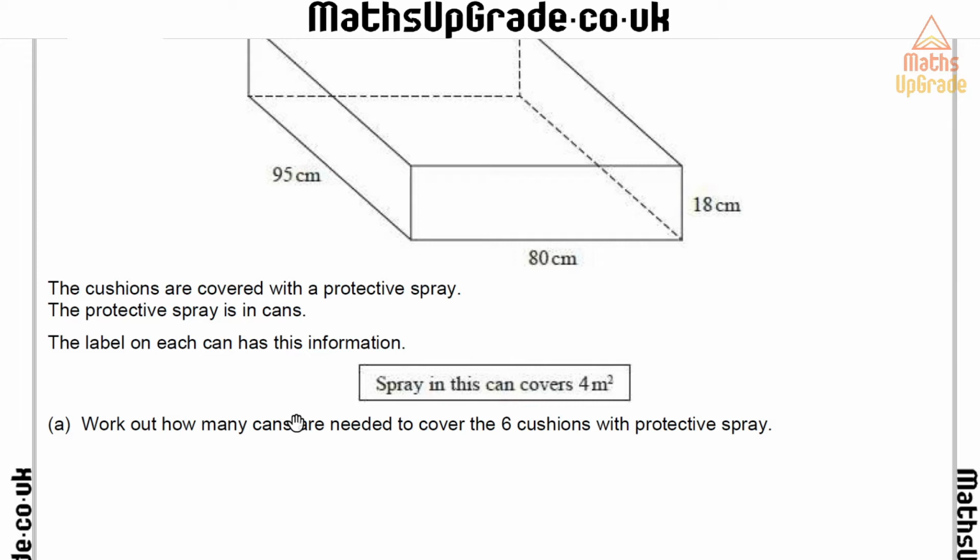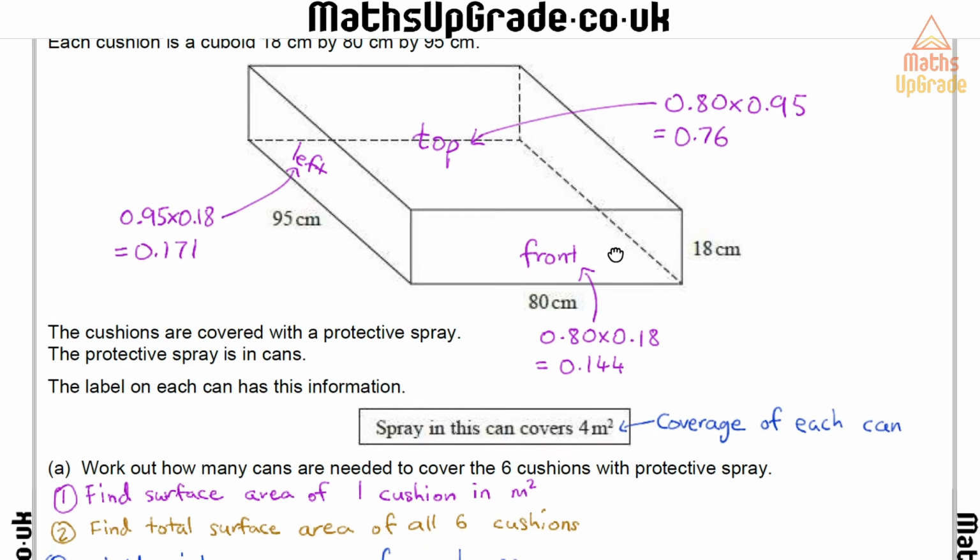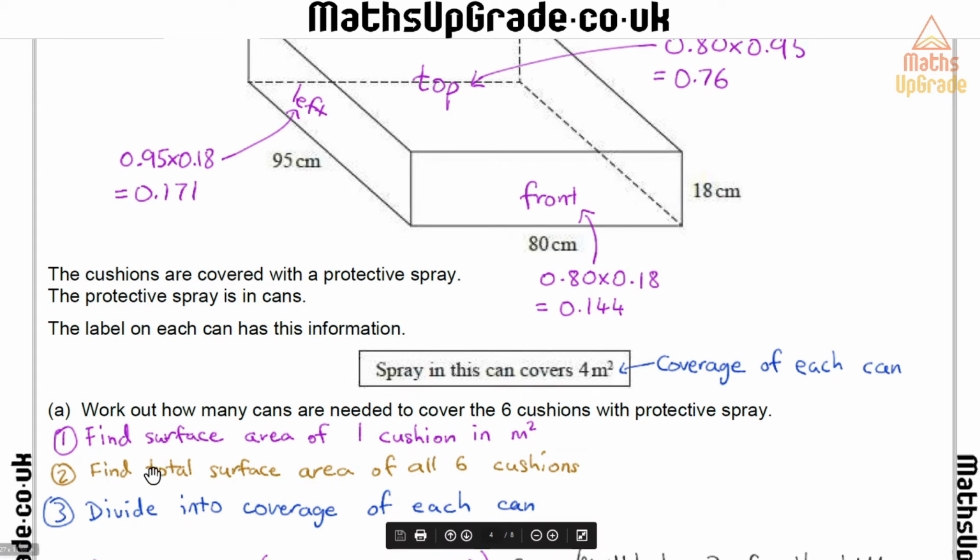So the way we're going to do this question is we're first of all going to find the surface area of one cushion in meters squared. We need to find the surface area since the can covers the cushions. So it's a question involving surface area. It's not a question involving volume, since the spray doesn't go inside the cushion. Okay, so it's covering all the surfaces of the cushion. Then we find the total surface area of all 6 cushions. That's because there's 6 cushions in total. And then we divide the total surface area by the coverage of each can, and that will give us the number of cans needed. So essentially, these are the steps we need to follow here at the bottom.